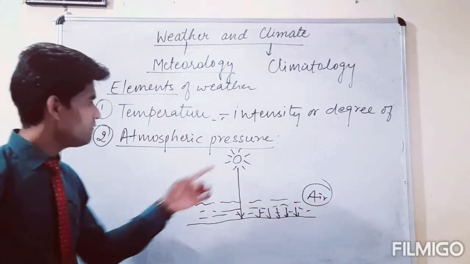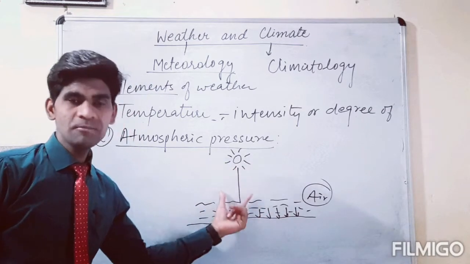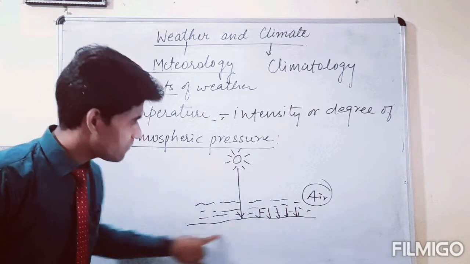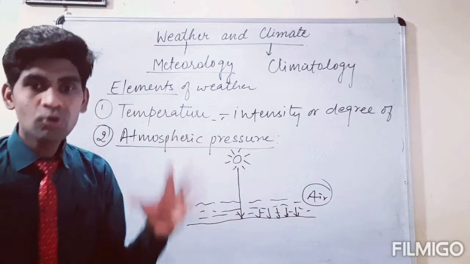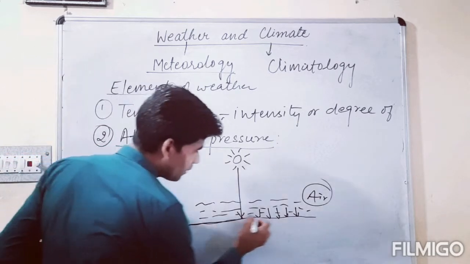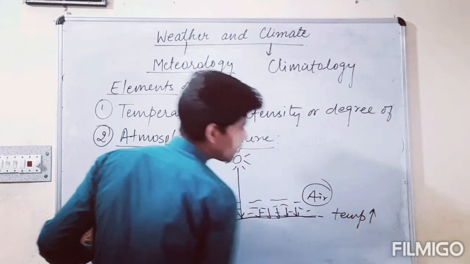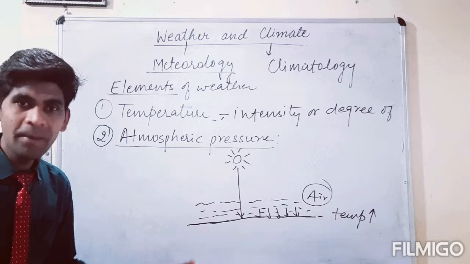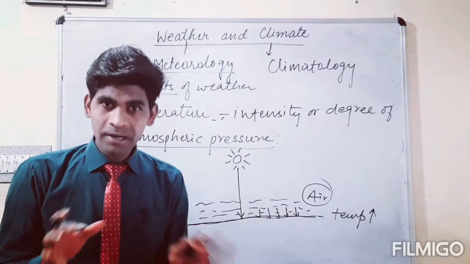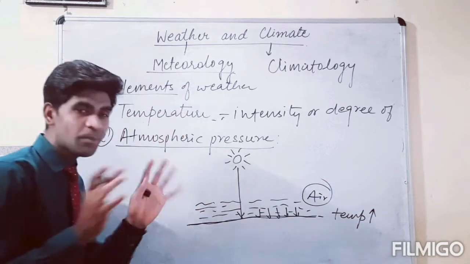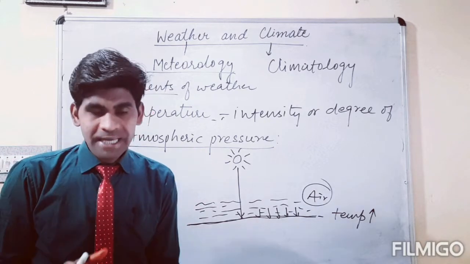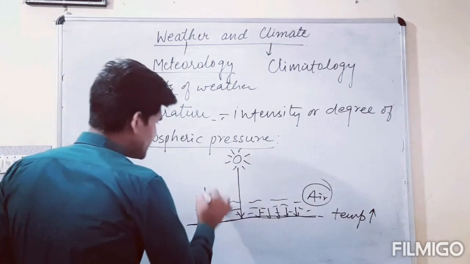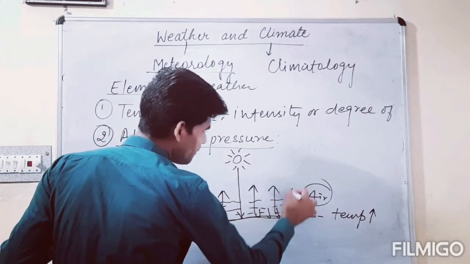But what will happen if this air receives the maximum insolation, meaning the maximum solar radiations? Look, when the earth's surface receives the insolation, it will become warm because the temperature increases. And as soon as the temperature increases, the air just above the surface of earth will become warm and it is going to expand because of its lower density. Whenever it expands and becomes warm, it starts rising up above the surface of earth.